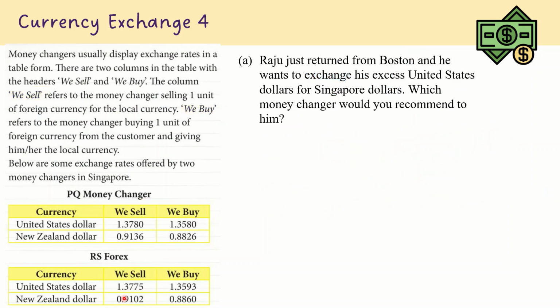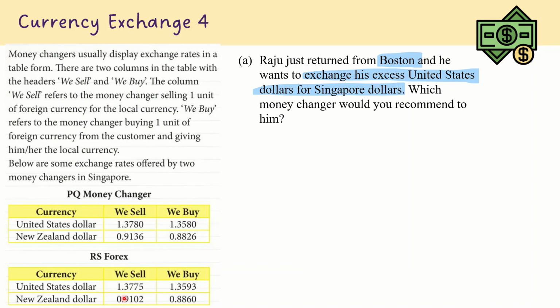So in part B, it says that Raju just returned from Boston and he wants to exchange his United States dollars for Singapore dollars. That's because Boston is in the US. So which money changer would you recommend to him? So Raju is holding on to United States dollars. He wants to get back Singapore dollars. So that means that the money changer will be buying the United States dollars.